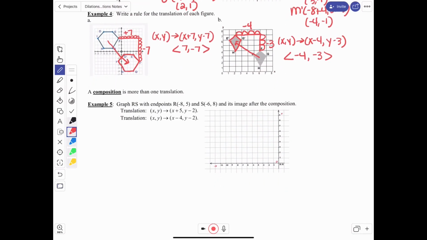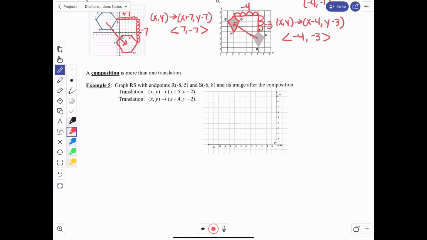Okay, now we get to a composition. A composition is just more than one translation. You're just doing more than one thing. So if we graph RS with endpoints -8 and 5, so here's point R, and S with -6 and 8. Okay, so here is RS, and its image after the composition. The first translation that we're going to do is add 5 and subtract 2.